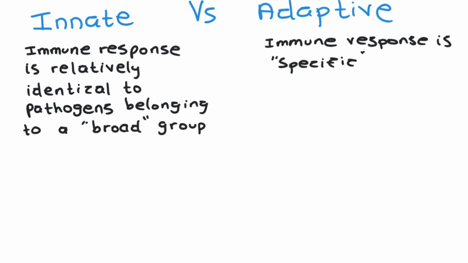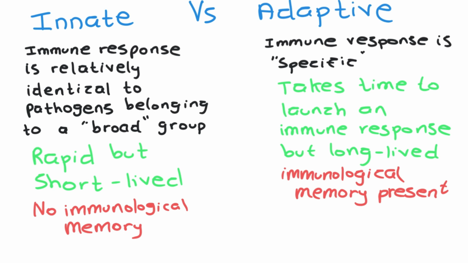Another key difference between both immune systems is the presence of immunological memory. The innate immune system does not possess immunological memory. So what this means is, let's say that I were to be infected by a specific strain of virus twice, both 2 months apart. The innate immune response would remain relatively constant both times and would not improve even despite repeated exposures to the same strain of pathogen.